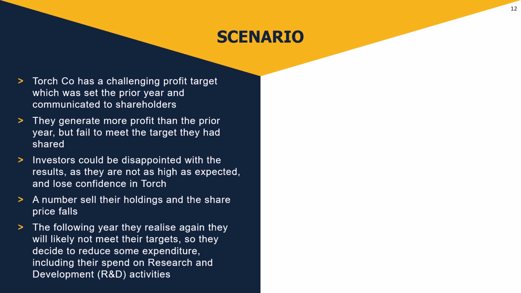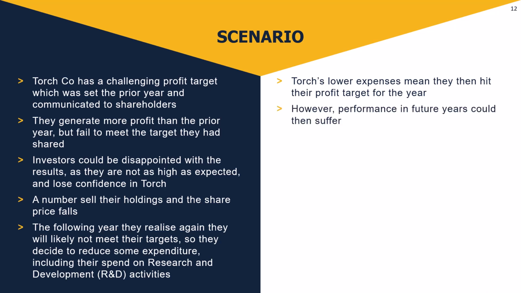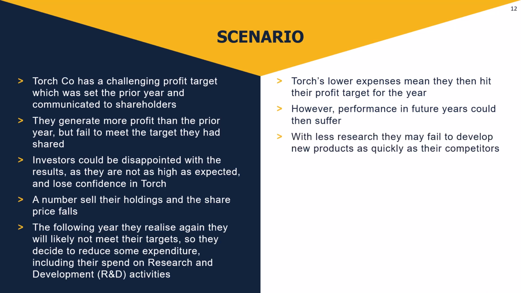Now, the following year then, they realise yet again that they're not likely to meet their targets. So they decide to reduce some of their expenditure. And this includes expenditure on research and development activities. Now, don't get me wrong, that will lower the expenses, which will then mean that the profit increases. However, performance in future years is therefore going to suffer. There's going to be less research. They therefore may fail to actually develop new products as quickly as their competitors.